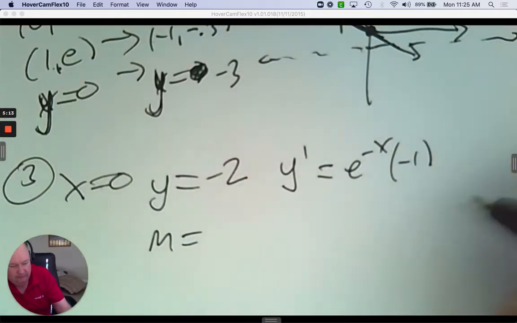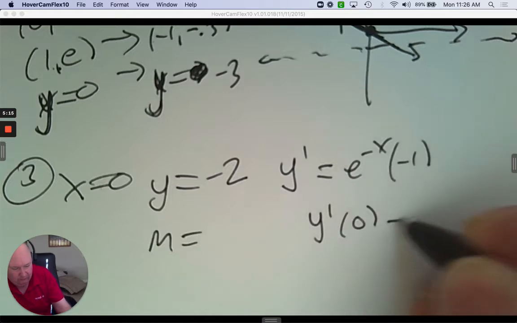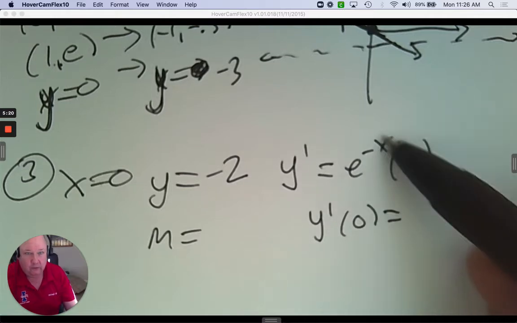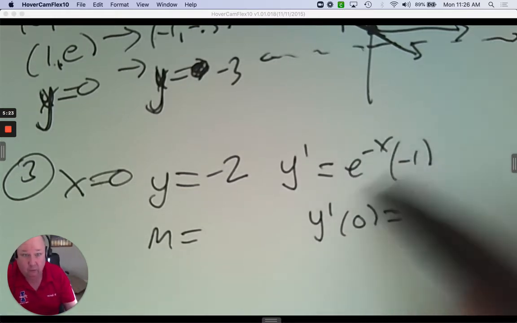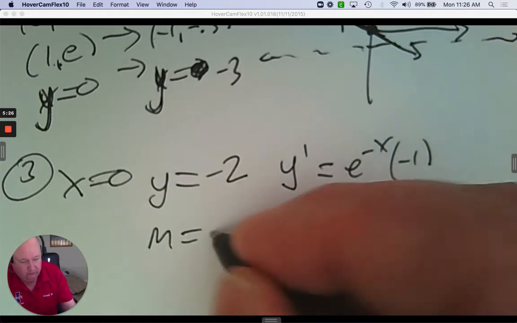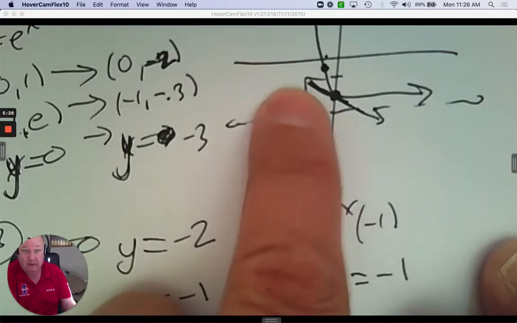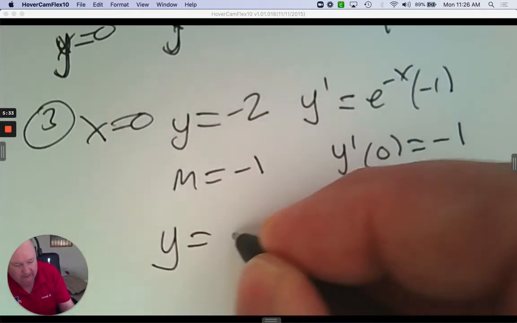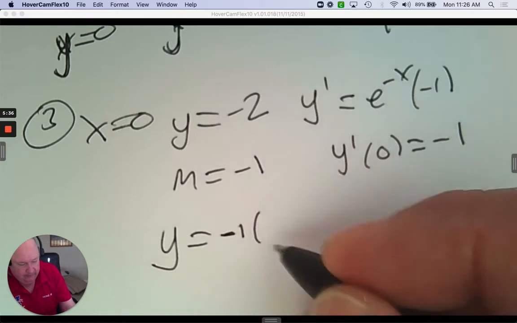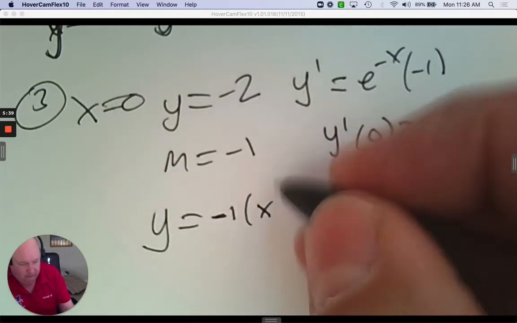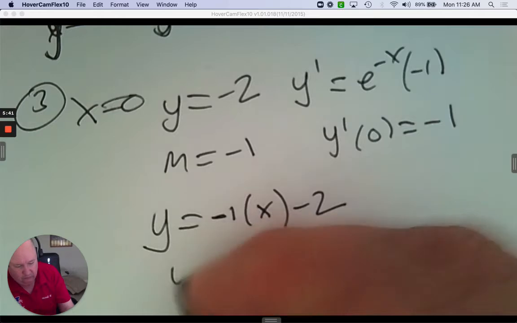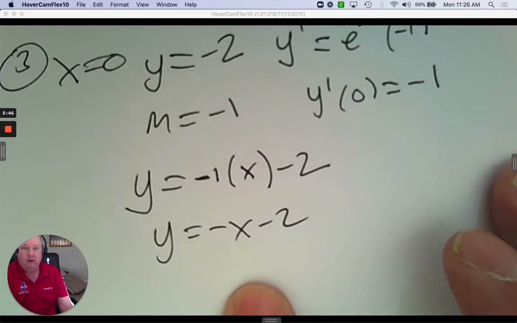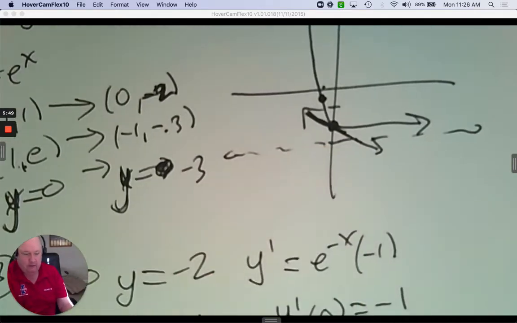For the slope, I would just plug in the x value, which is 0. Now 0 does not give you the answer 0, so don't go into that mode. 0 gives you e to the 0, which is 1, times negative 1. So the slope there is negative 1, which makes sense. That looks like a slope of negative 1. Put this all together, and you get y equals negative x, subtract 2. I don't need x subtract 0. You could also write it as negative x minus 2, and that would be the correct answer. That's the equation of the tangent line that you just drew. Number 4.